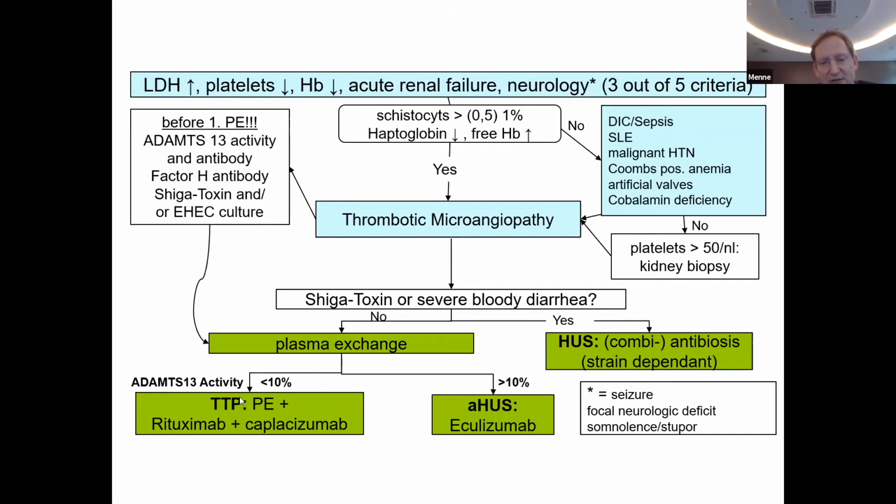But if it's aHUS, then you really should severely consider eculizumab, especially if they do not respond quickly to plasma exchange. And often platelets and LDH are getting better with plasma exchange, but the kidney function is not recovering. If the kidney function is not recovering, then I would be liberal with giving these patients eculizumab.